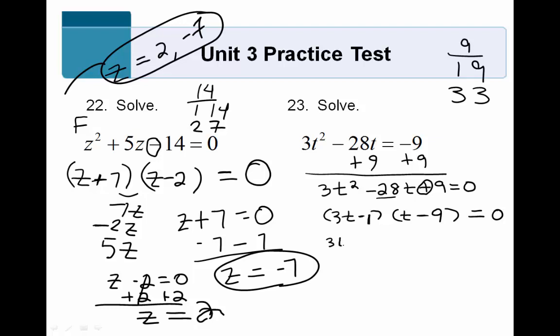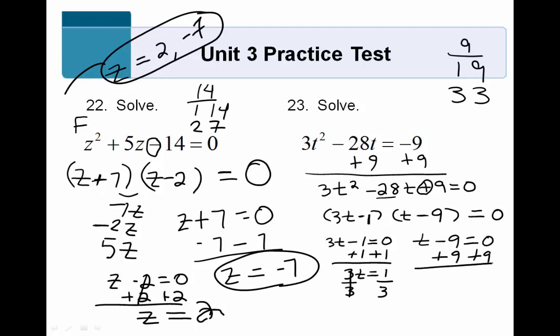So we need to set each of them equal to 0 and then solve each of them. So if 3t minus 1 equals 0, if I add 1 to both sides, divide by 3, and you'll see t equals 1/3. If t minus 9 equals 0, I'll add 9 to both sides, and t will equal 9. So t equals 1/3 or 9. Those are the two solutions.